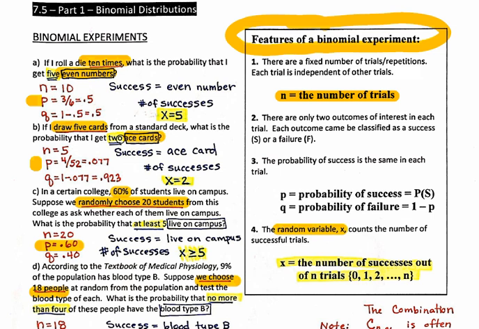If I draw 5 cards from a standard deck, what's the probability that I get 2 ace cards? So again, n equals 5 cards. The probability of getting an ace is 4 out of 52. Failure is the rest of that.